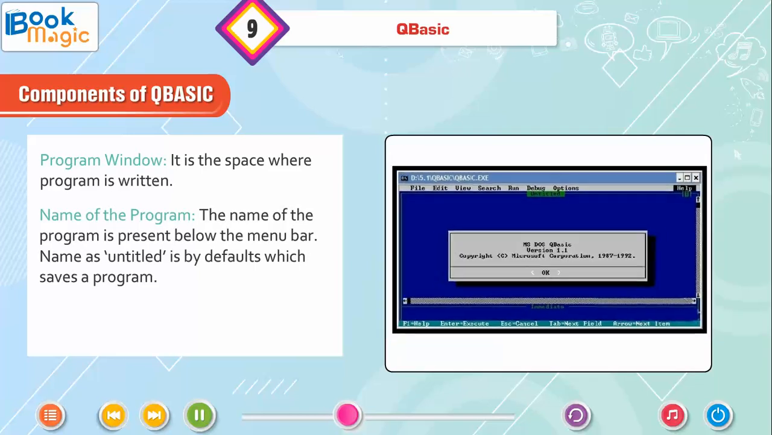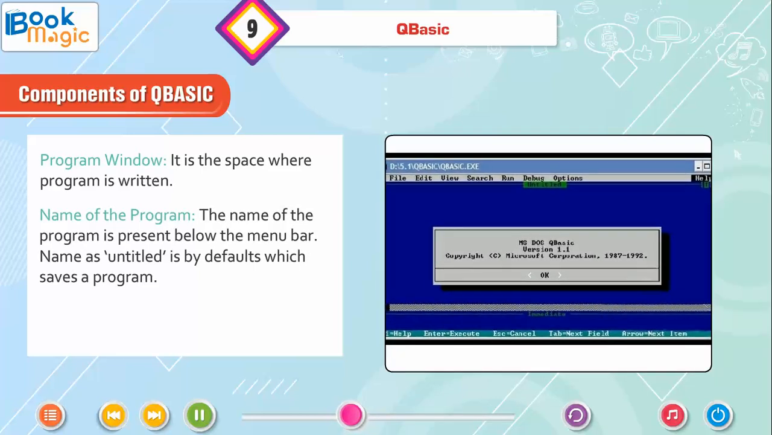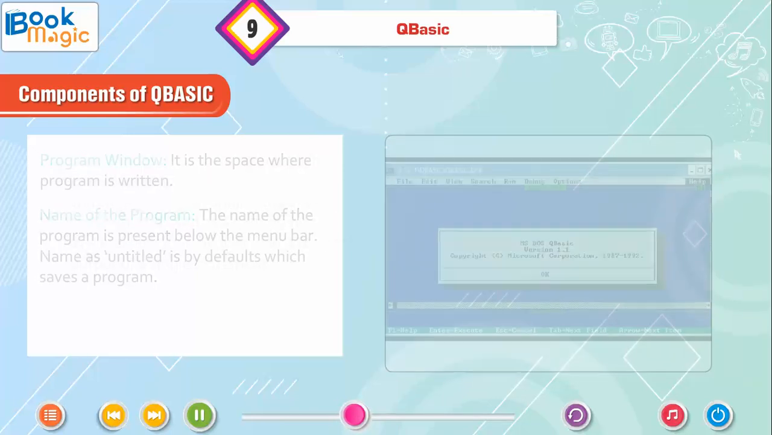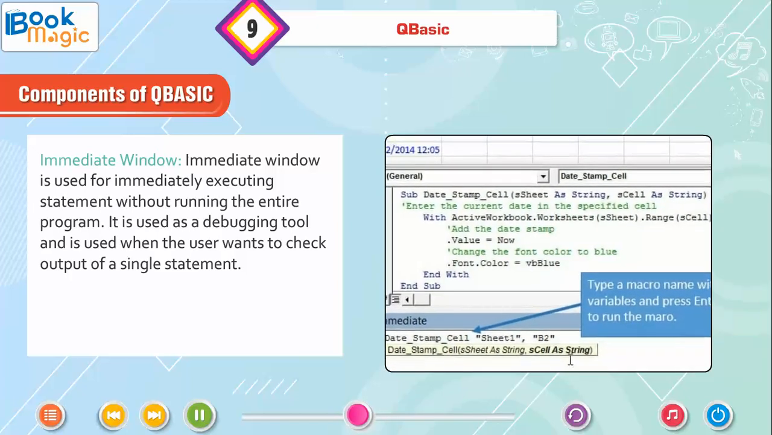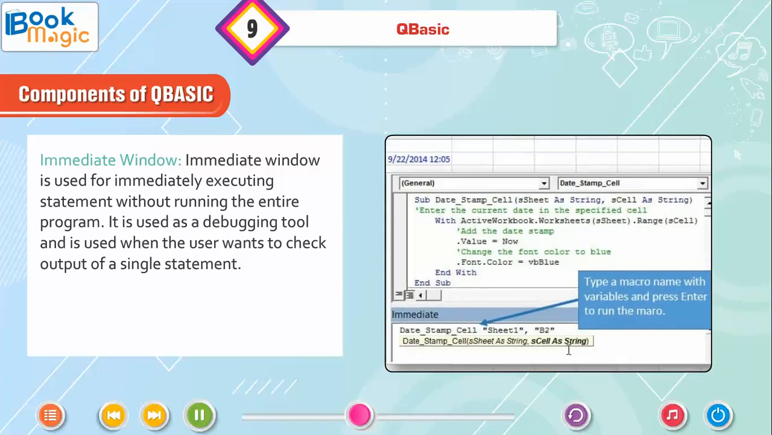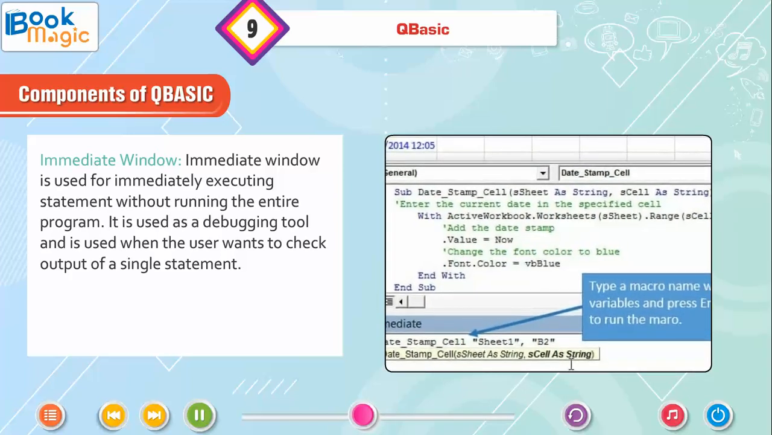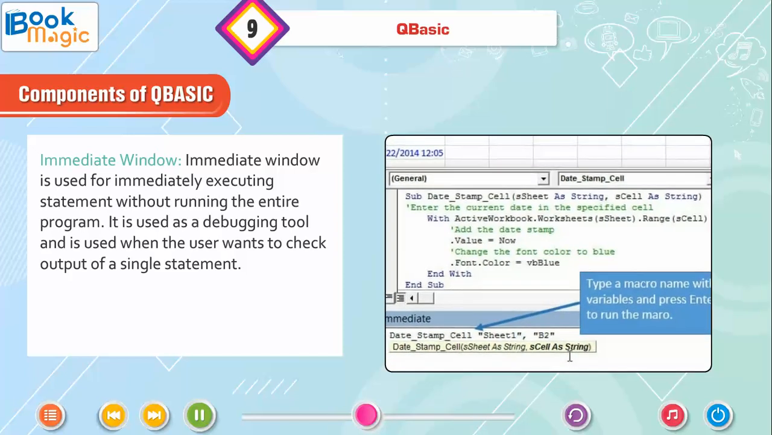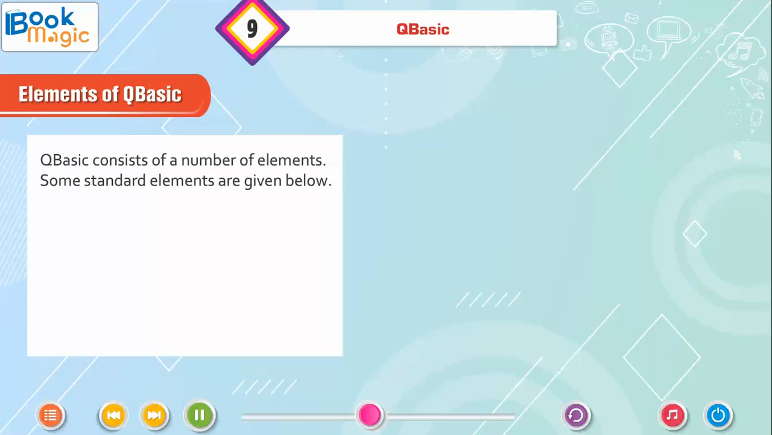Name of the program. The name of the program is present below the menu bar. Untitled is the default name, under which a program is saved. Immediate window. Immediate window is used for immediately executing a statement without running the entire program. It is used as a debugging tool and is used when the user wants to check the output of a single statement.